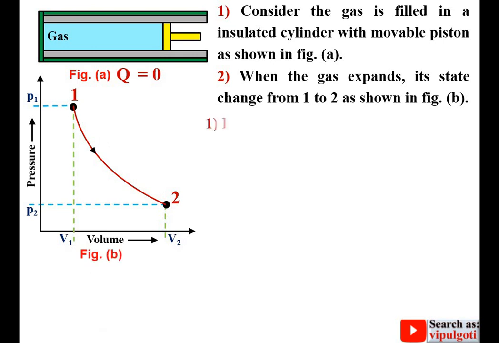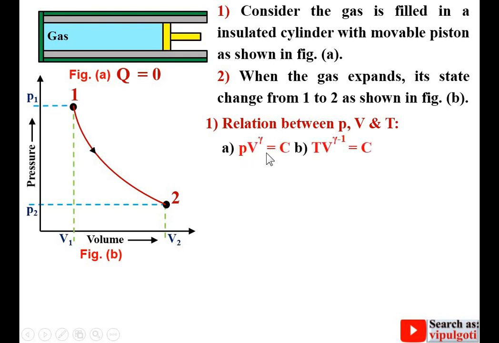Now, a very important point, that is the relation between pressure, volume and temperature during the adiabatic process. As we know, PV raised to gamma is equal to constant, that we have derived in the earlier video, and there is also the relation between temperature and volume for the adiabatic process. So you need to remember both of these equations: PV raised to gamma is equal to constant and TV raised to gamma minus 1 is equal to constant for the adiabatic process.